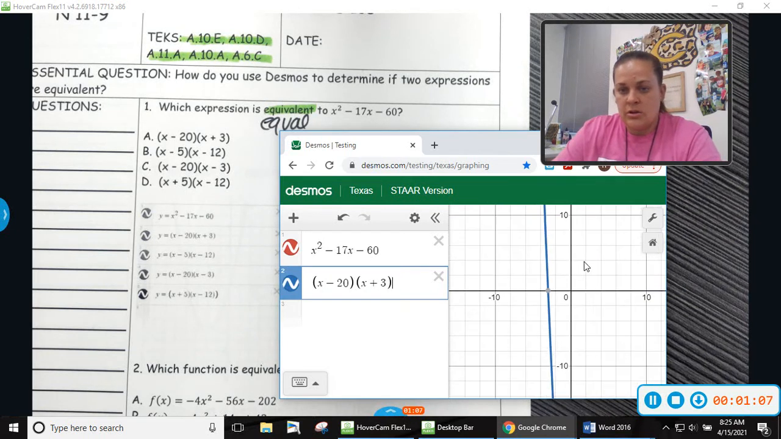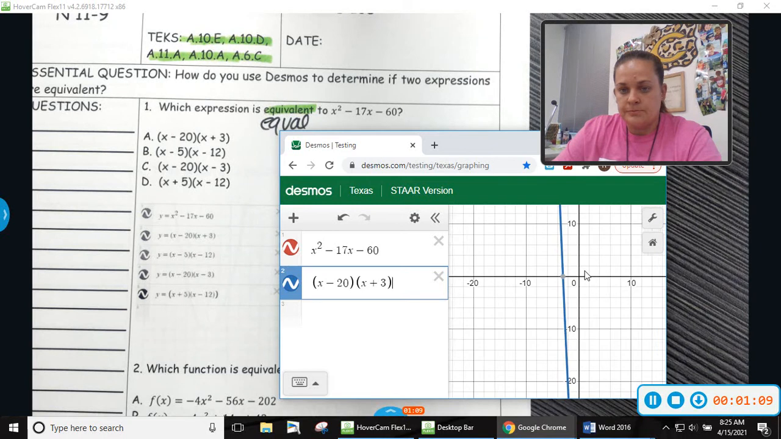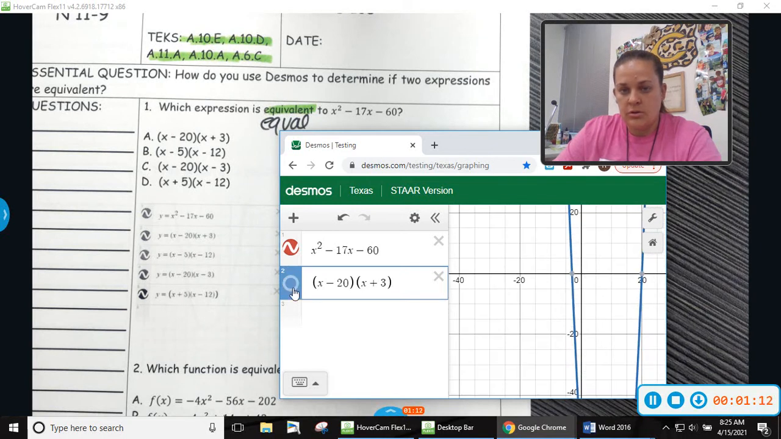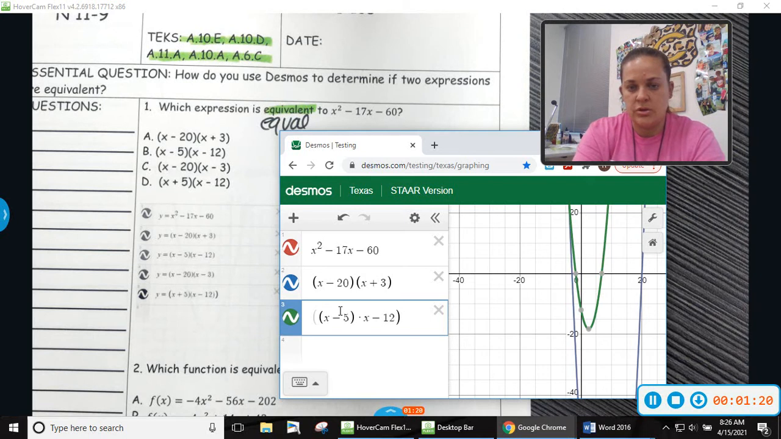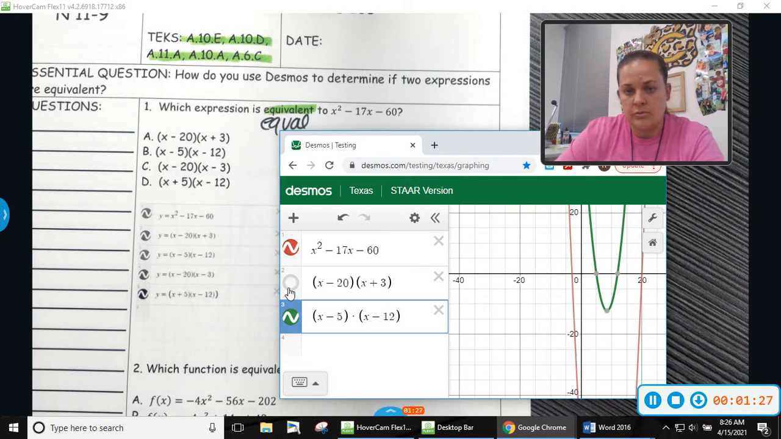I can't see a lot of the graphs, so I'm going to zoom out a little bit. If I toggle back and forth, those look really close. Now, I want to make sure that it's not one of the other ones, so I'm going to type it in. Let me turn the blue one off. The red one is our original one. The green one does not match up with our red.